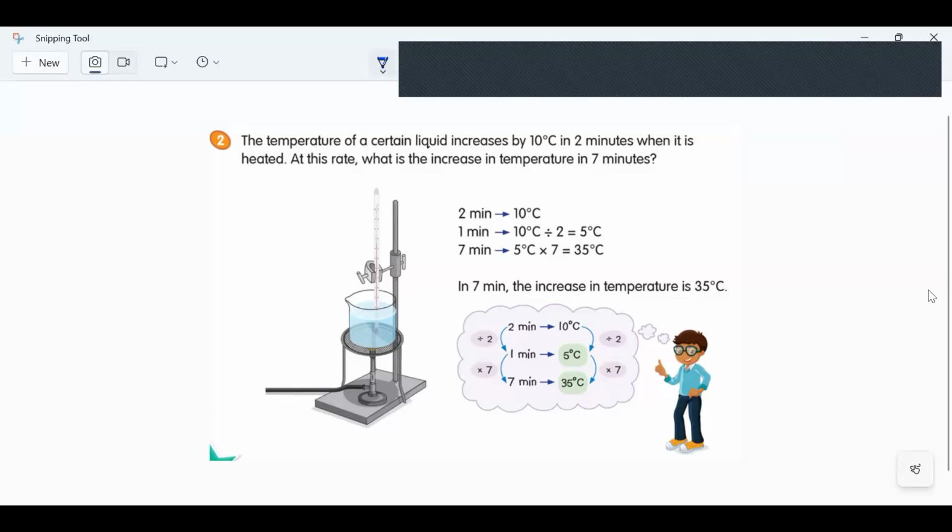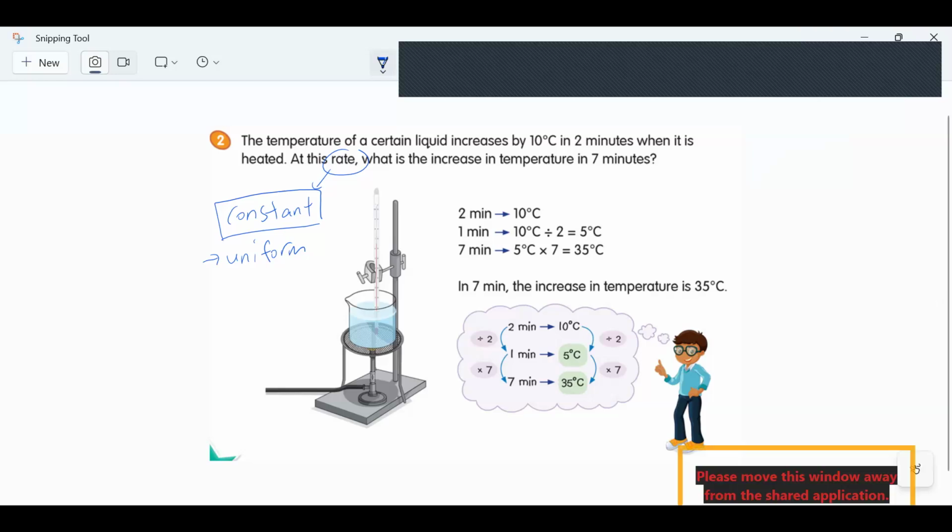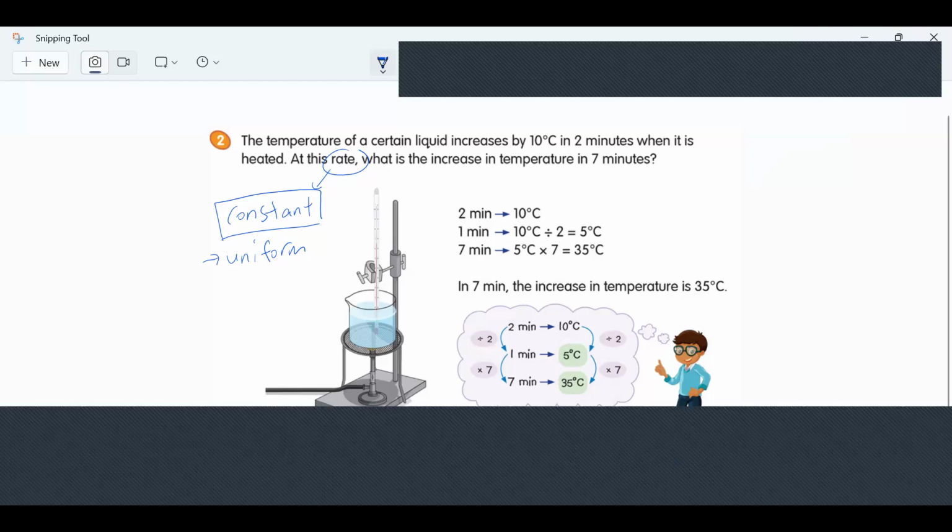Okay, so I write here, at this rate, this refers to what we call a constant rate. C-O-N-S-T-A-N-T. Constant, or you can also call it uniform. Uniform means it continues in the same way. So every 1 minute is 5 degrees Celsius, every next minute is also 5 degrees Celsius. So it doesn't change. You look at the example on the other page, it's called step rate. So it's in your textbook.